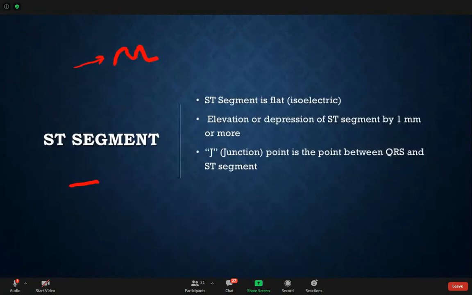The ST segment. So if we have an ECG, you come here to your P wave, then your QRS, and then this is your ST segment. This part from the end of the S of the QRS to the beginning of the T wave is your ST segment. Your ST segment is isoelectric or flat. What does this mean? It means that when you see the PR segment here, it should be at the same level as the ST segment. So this is isoelectric.